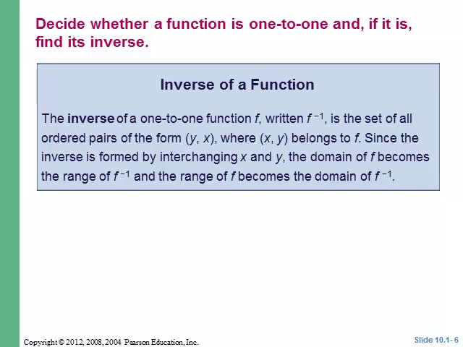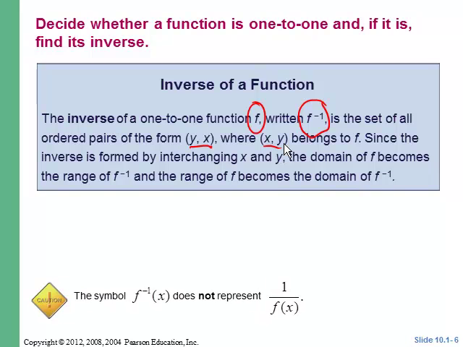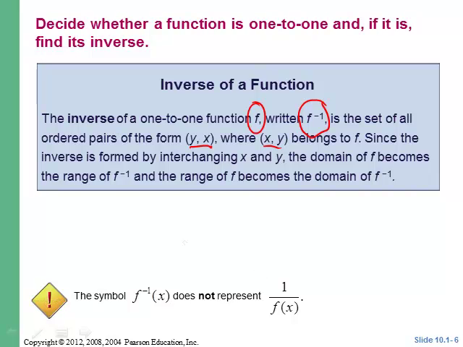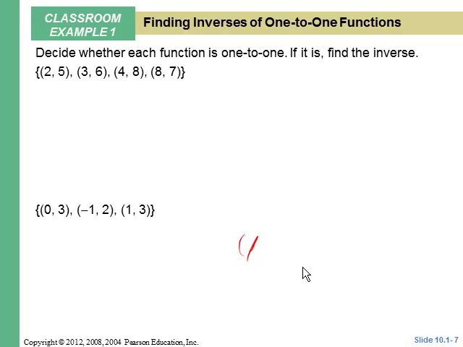So the inverse of a one-to-one function is written as f to the negative 1. That's the set of all ordered pairs where you switch the x and the y around. That's what makes something an inverse function. The domain becomes the range, and the range becomes the domain. Remember, f negative 1 of x does not equal 1 over f of x.